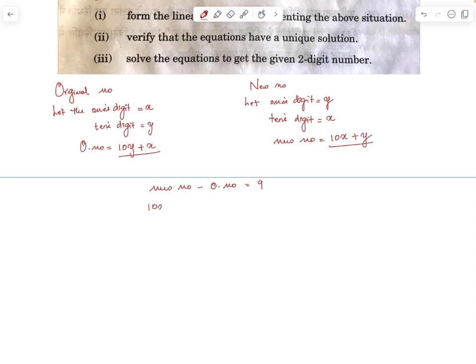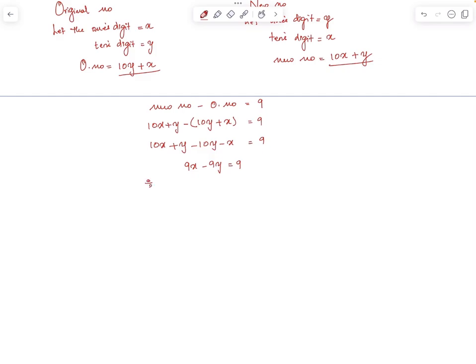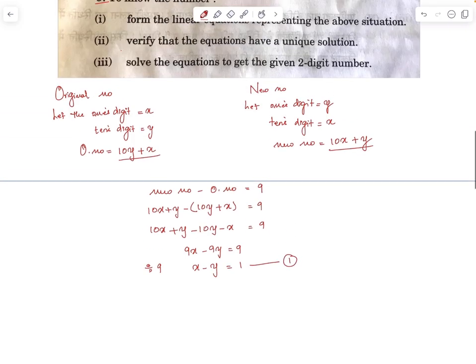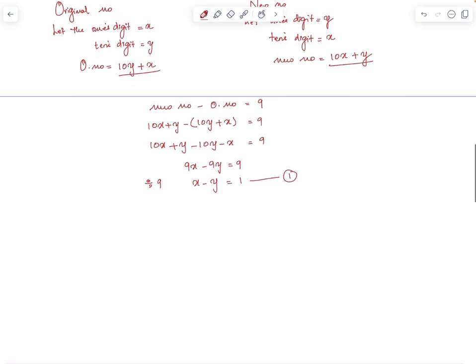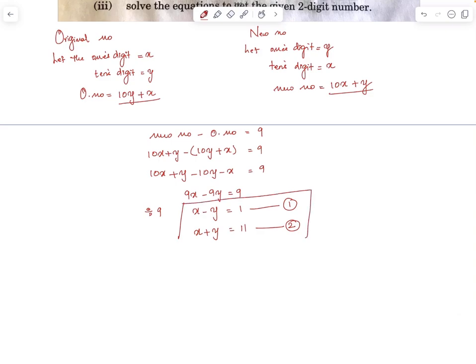New number 10x plus y minus the original number 10y plus x is 9. So 10x plus y minus 10y minus x is 9. Dividing this equation by 9, we get x minus y is equal to 1. Let this be equation 1. And the very first sentence in the question says the sum of the digits of a two-digit number is 11. According to that, x plus y is 11. This is equation 2. This is the answer for subdivision 1.